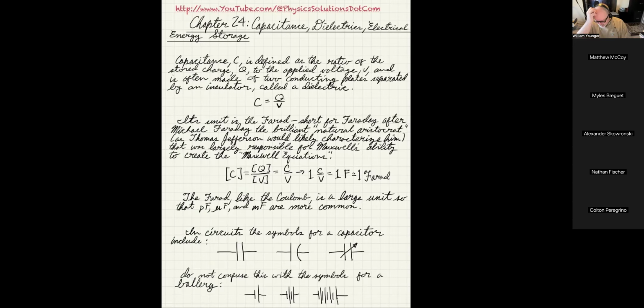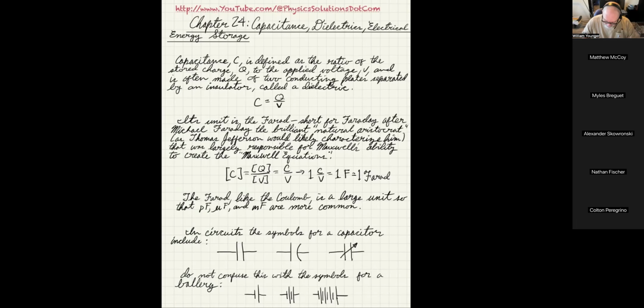So we now use the unit of the farad for capacitance, and obviously that's just short for Faraday, with a capital F. The farad, like the coulomb, is a large unit, so picofarads, microfarads, and millifarads are more common. I did show you that, based on the units of capacitance, it would be equal to the units of charge divided by the units of voltage. So that's coulomb per volt, and 1 coulomb per volt is called a farad, or 1 farad.